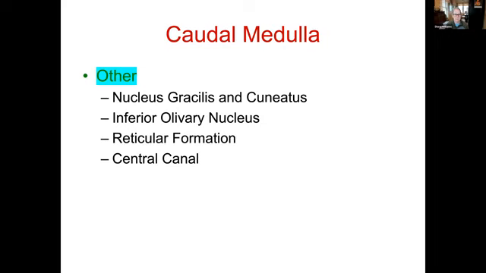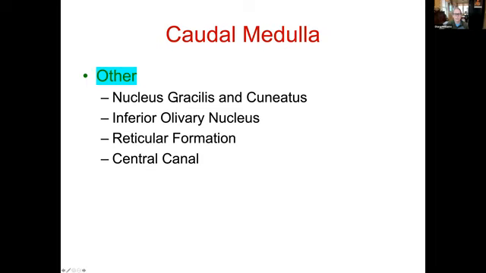Because I have this little central ventricular system. Now, that's also true of the rostral medulla as well as the caudal medulla. So that may not allow you to distinguish rostral from caudal medulla, but it might help tell you that you're in medulla. Reticular formation, we're going to see that throughout the brainstem, so that's not a very good localizer for us.